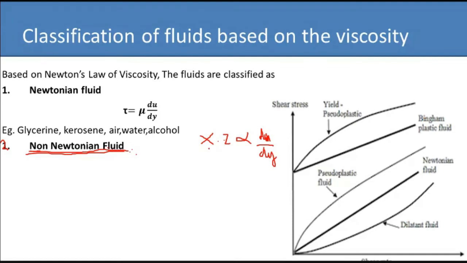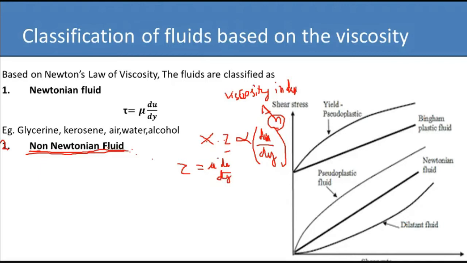For non-Newtonian fluid, Newton's law of viscosity is modified to tau directly proportional to (du by dy) to the power n. Here Newton's law is modified further. For them, tau is directly proportional to the velocity gradient to the power n, where this n is called the viscosity index. So tau is equal to mu times (du by dy) to the power n.